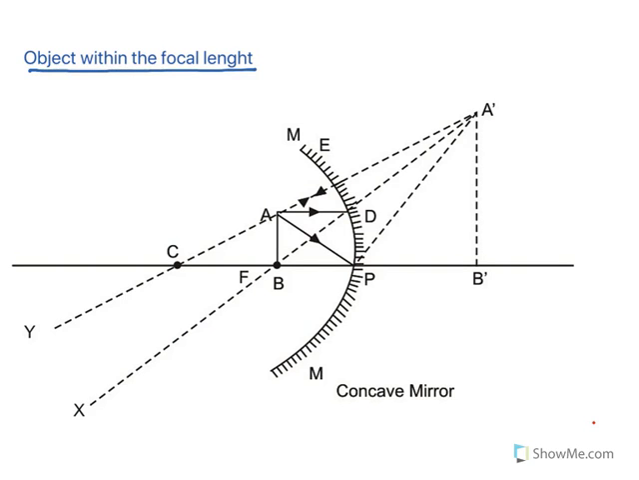Let me go over it again. So first you keep the object within the focal length. What do you mean by within the focal length? Here's the focus, here's the pole, and within this focal length you have to keep your object. So we have now in this case kept our object at, this is our object A. From there we draw three rays.